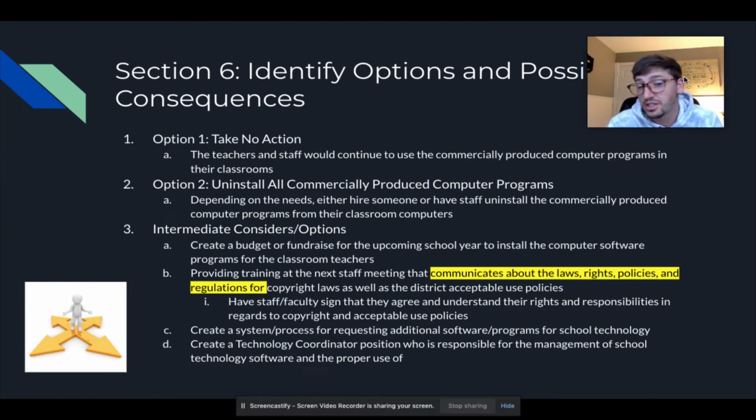Next, I would create a system or process for requesting additional software or programs for school technology. And then I would create a technology coordinator position who is responsible for the management of school technology software and the proper use of it.